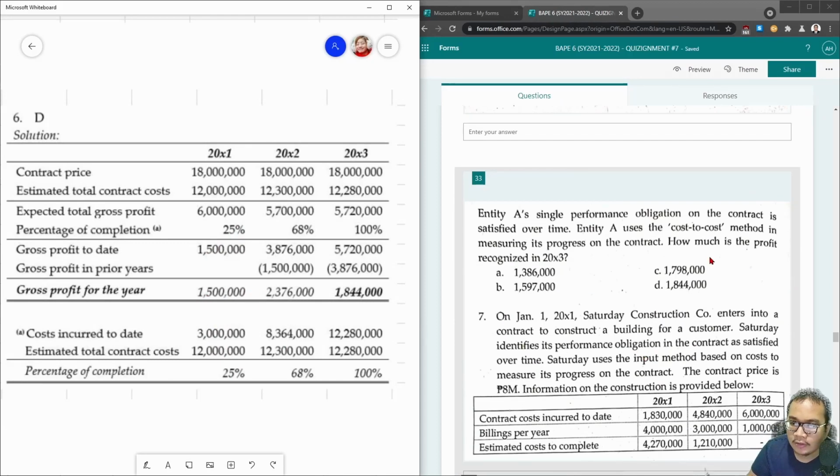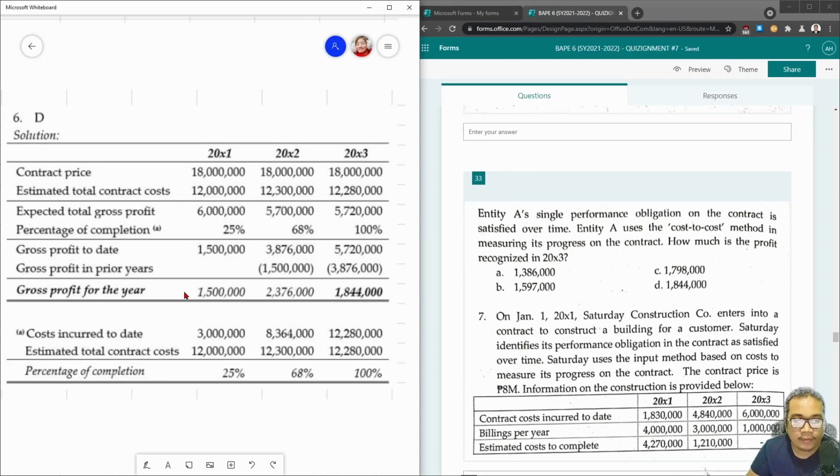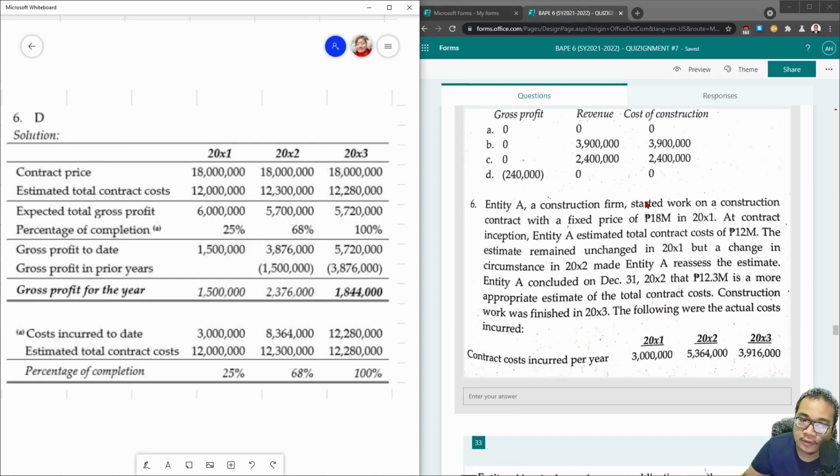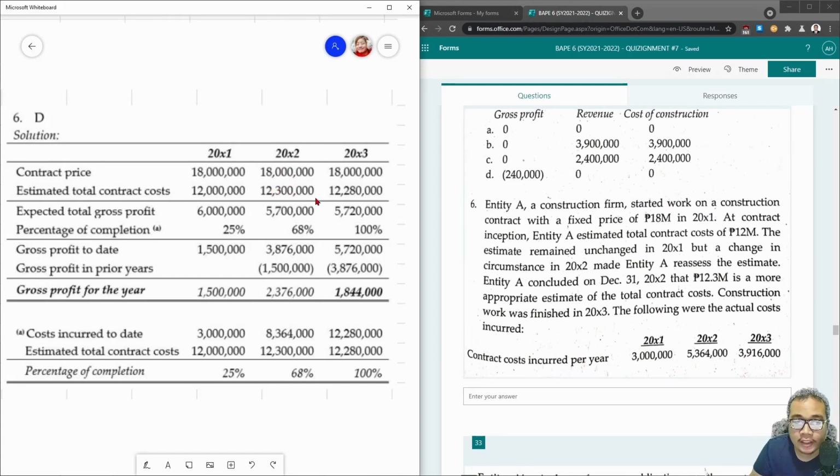Yeah? Ano bang tanong dito? For 20x3. So yun, may 1.5 ka na. Go to 20x2. Sa 20x2 doon na nagkaroon ng changes. So 18M pa rin yung contract price mo pero yung estimated total contract cost, nag-iba na, 12 million, 12.3 na. So, ilagay input mo lang. Walang issue dyan. Prospective application. Hindi dinadamay si 20x1 dyan. Hindi dinadamay yung previous.